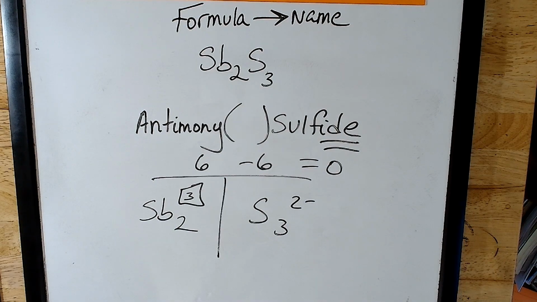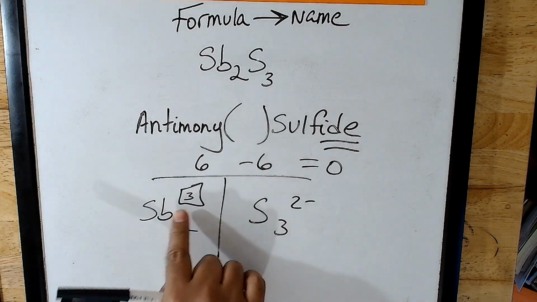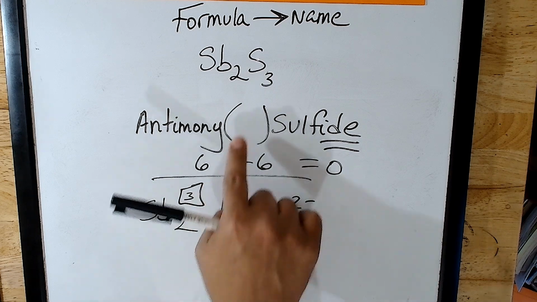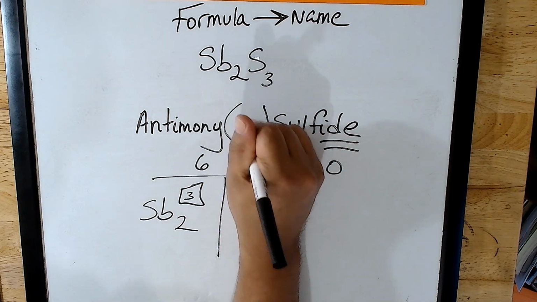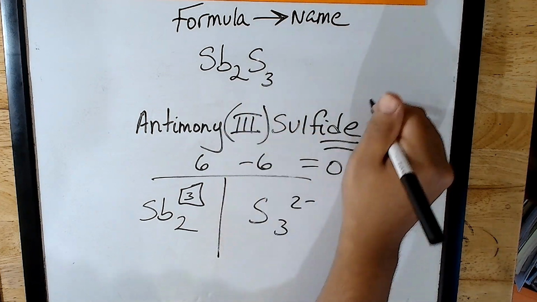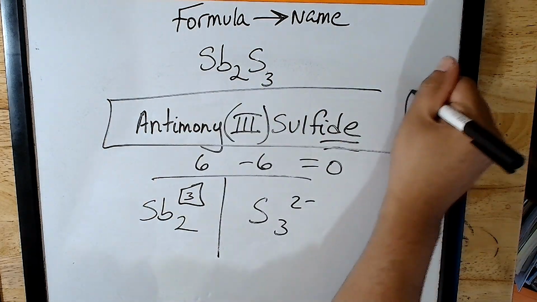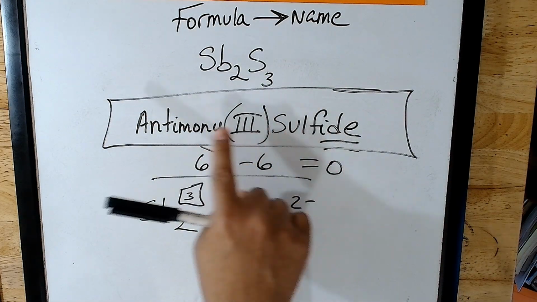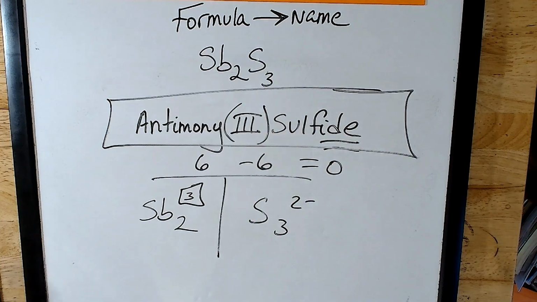Now, the last step is to write the charge of the cation in the form of a Roman numeral inside the parentheses. This cation, I'm going to write it in here. That's going to be a 3. And my final chemical name is going to read antimony(III) sulfide.